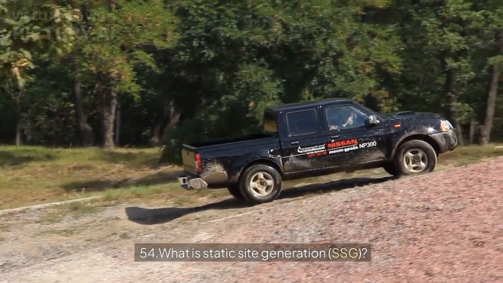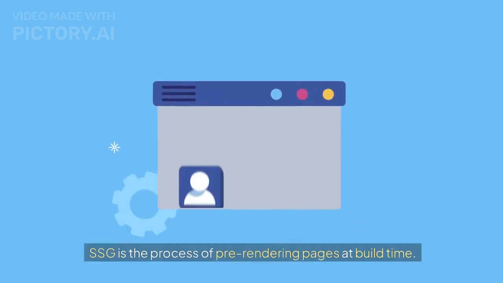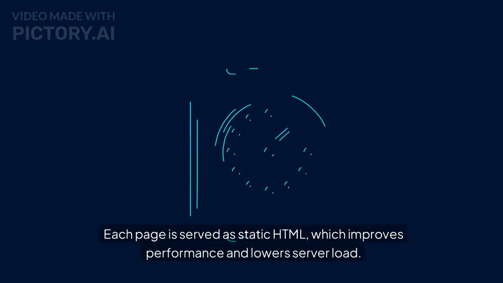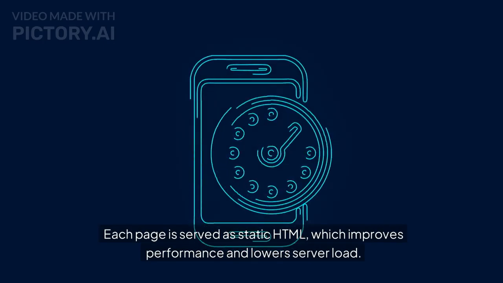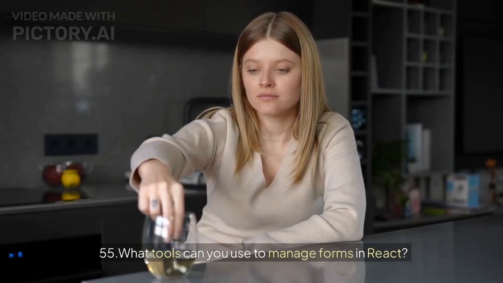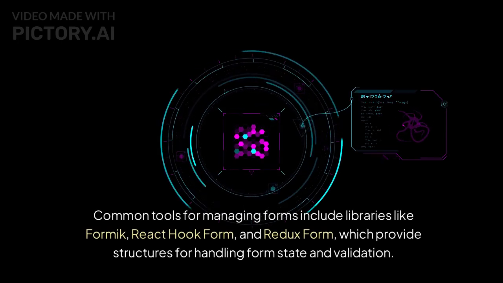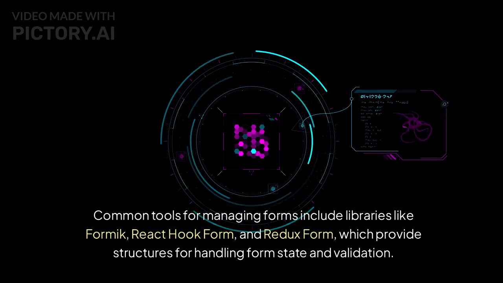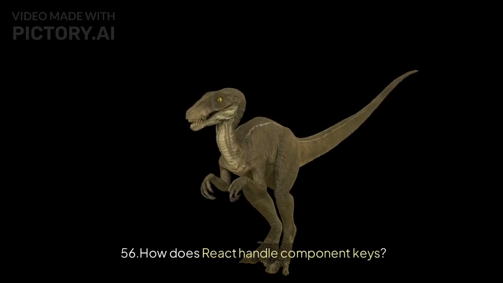54. What is static site generation, SSG? SSG is the process of pre-rendering pages at build time. Each page is served as static HTML, which improves performance and lowers server load. 55. What tools can you use to manage forms in React? Common tools for managing forms include libraries like Formik, React Hook Form, and Redux Form, which provide structures for handling form state and validation.